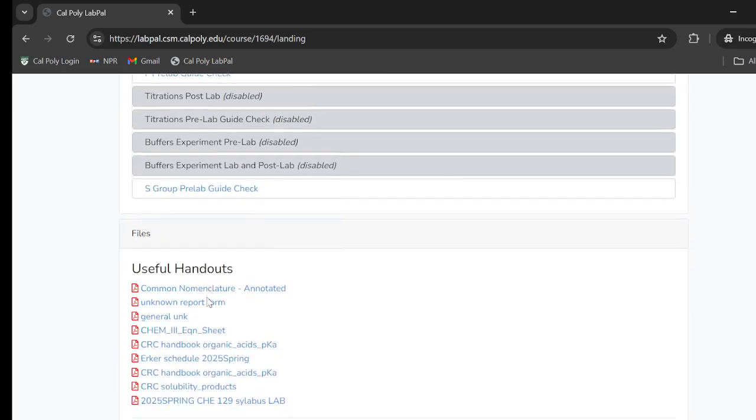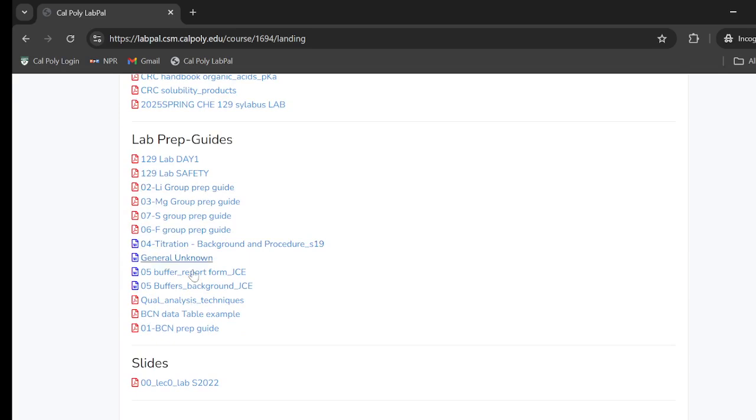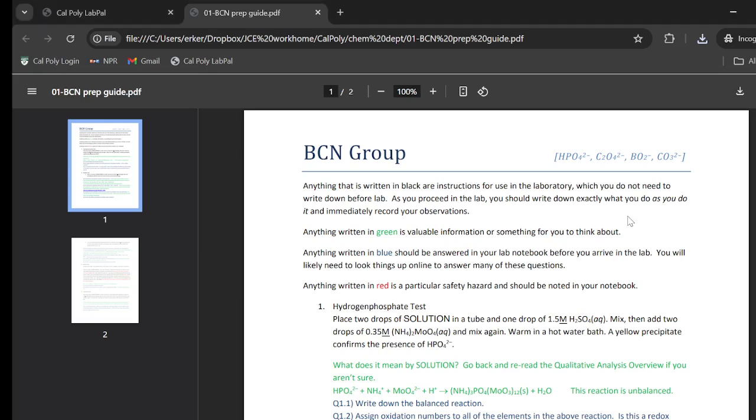First is the prep guide, and if you scroll down, you can see all of the prep guides down here in the files. And we're going to look at the BCN prep guide by downloading it and opening it. In the BCN prep guide, you can see all of the essential information we need for doing lab.